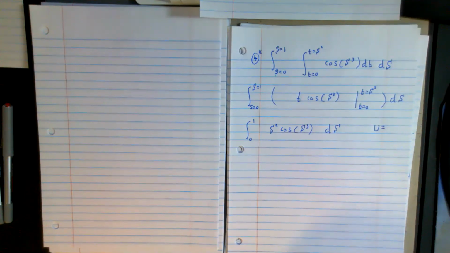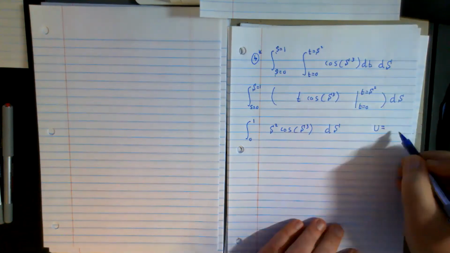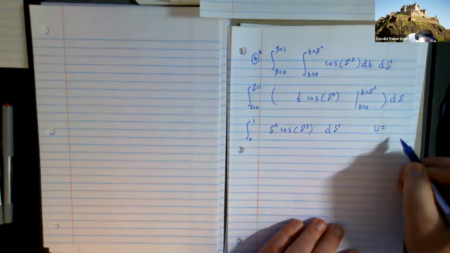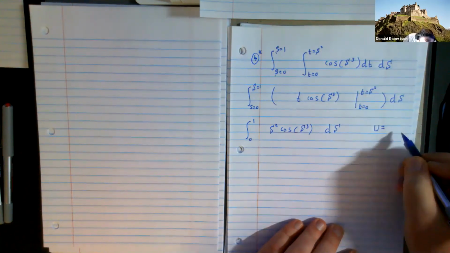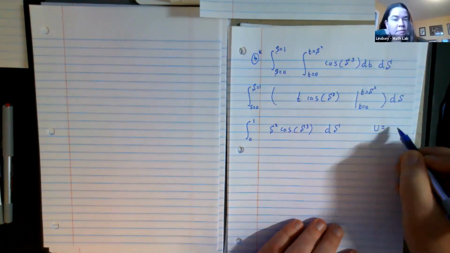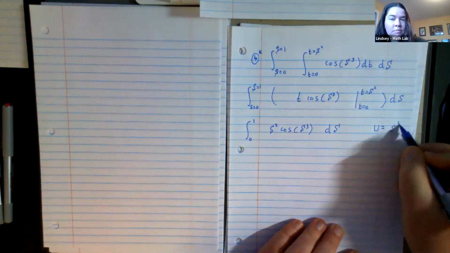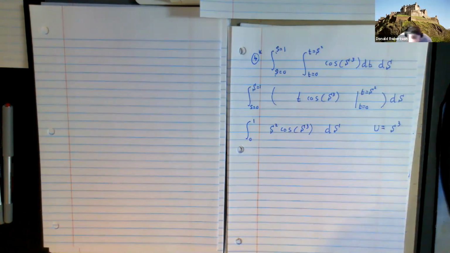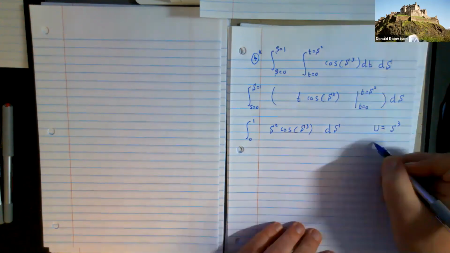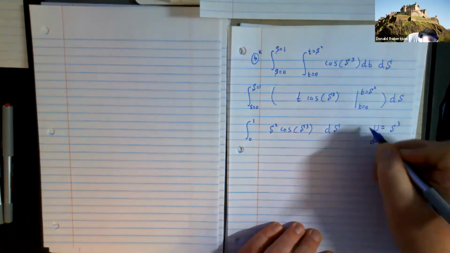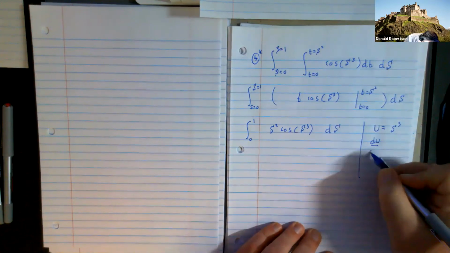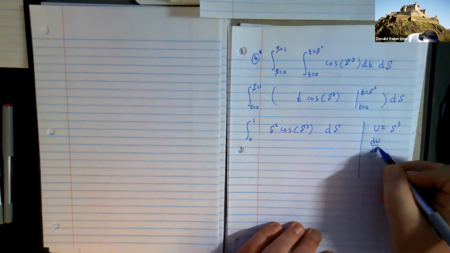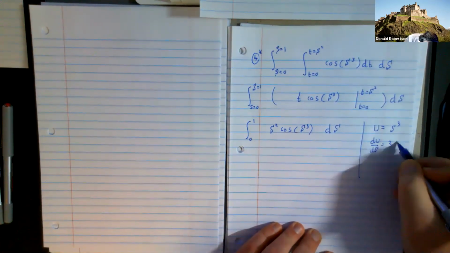S squared? Or? Oh yeah, it will be s cubed. S cubed. So let's take it a little bit further and see why that helps. A little line. Differentiate with respect to s.